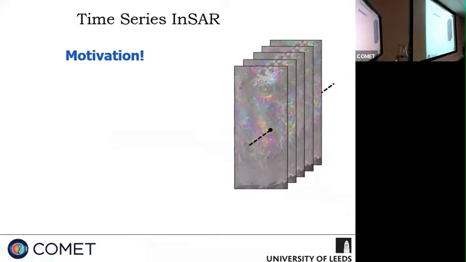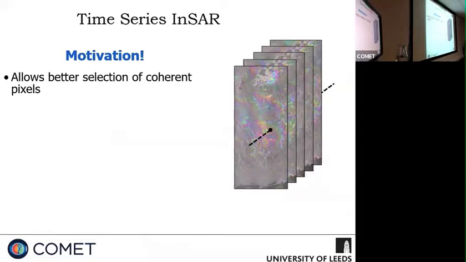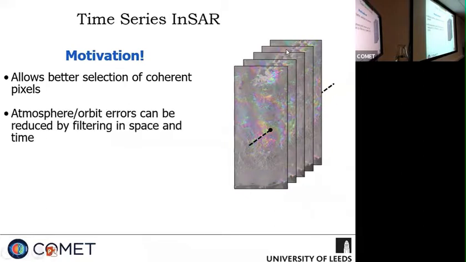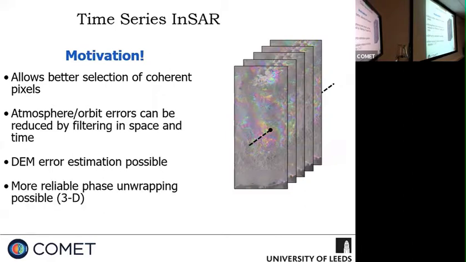So Time Series InSAR is really a way of addressing all of these things. It helps us in selecting our coherent pixels, so the pixels with a high signal to noise ratio. We can use the time dimension to estimate atmosphere and orbit errors by filtering in space and time. We can estimate the DEM error because we have a whole series of images with a range of perpendicular baselines. And it helps us unwrap because we have the time dimension to help us with unwrapping as well. And then sub-pixel resolution is possible as well.